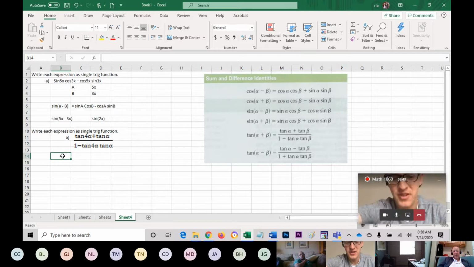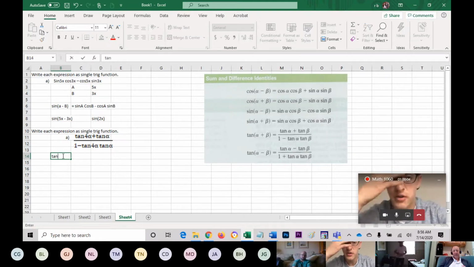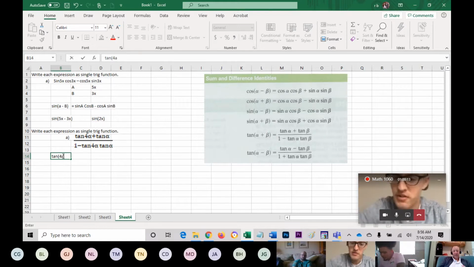Which one of these would you use? We're going to use the tangent of alpha plus beta. Okay, so how would you simplify this? We know that the tangent of alpha is 4a, and the tangent of beta is a. So you would just do tangent of 4a plus a, which would give you the tangent of 5a.